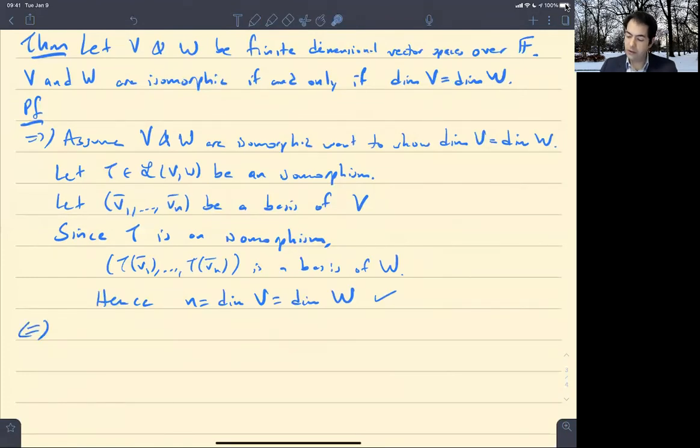For this direction, we get to assume that the dimensions are the same. We want to show that the vector spaces are isomorphic. So assume the dimension of V is equal to the dimension of W. Want to show V and W are isomorphic.